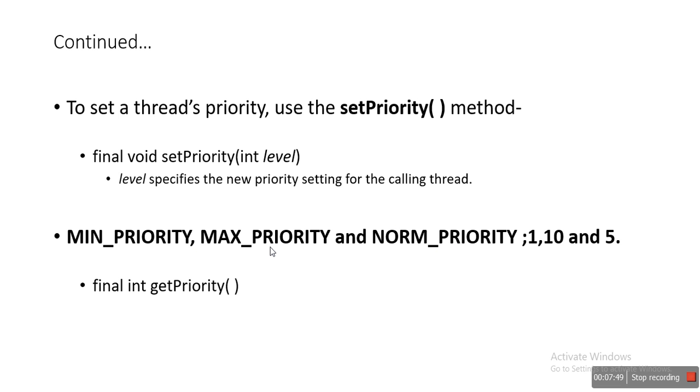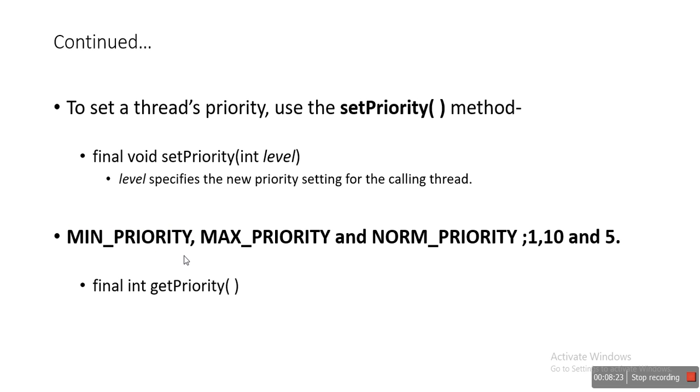These three numeric constants have some integer values. MIN_PRIORITY is 1, MAX_PRIORITY is 10, and the normal priority, NORM_PRIORITY, is the integer value 5. The naming convention should be the same here. Restricted means this should be capital MIN_PRIORITY. The naming convention of these priorities is restricted to capital letters.